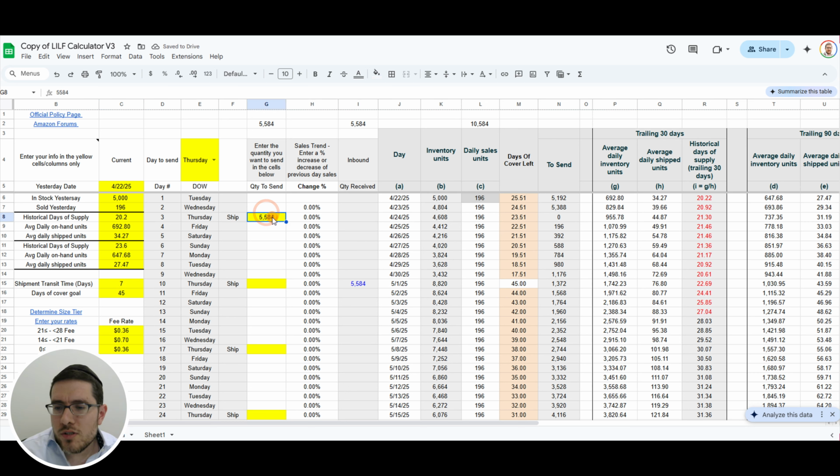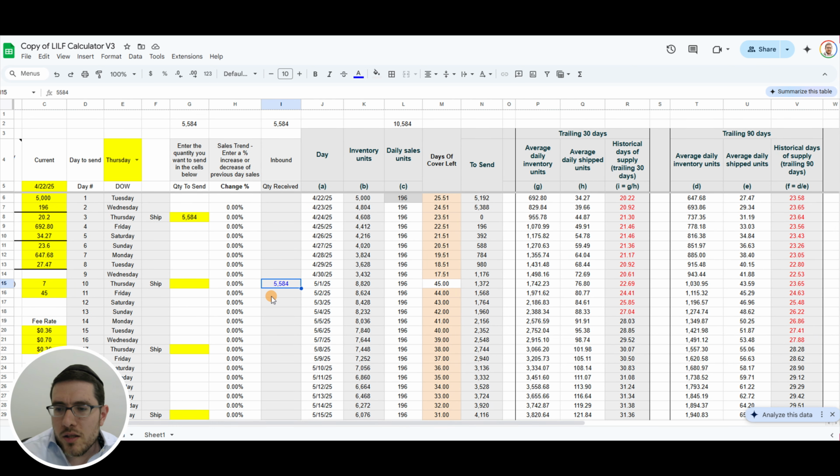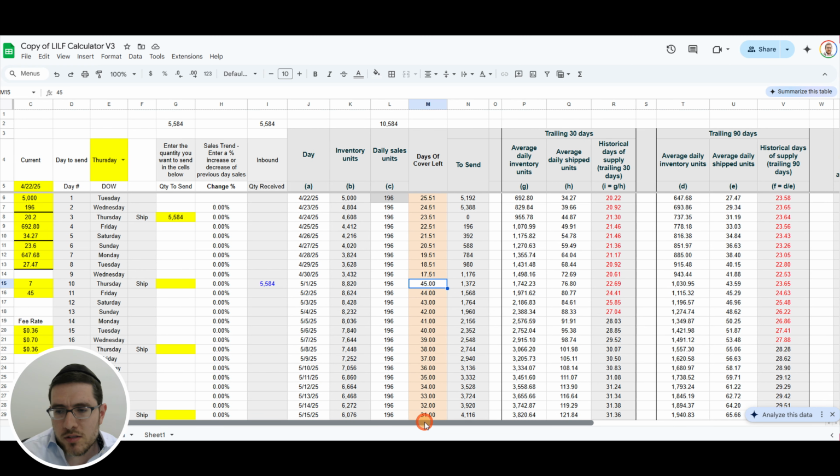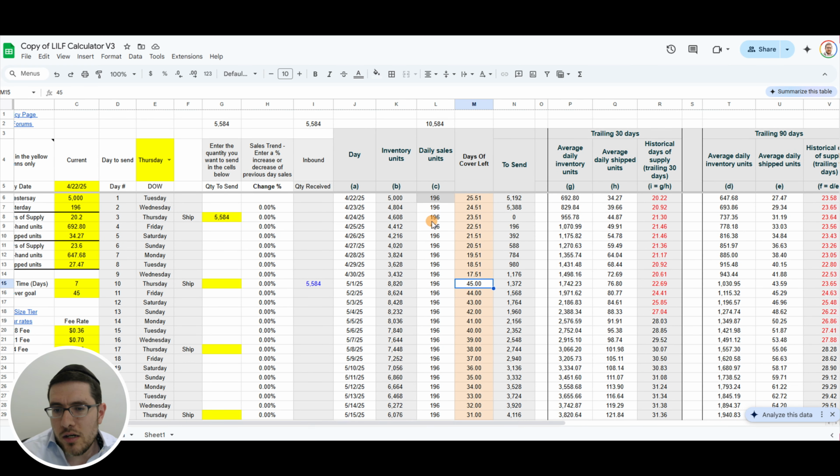So now by sending these units, the sheet will show you Amazon will receive them 7 days later, and then it will show you what will happen. On this date, once they receive them, you will have 45 days of cover. And obviously you will have 45 days of cover because that's how we calculated it. We looked at the calculation and that's why we got these units. So the day they'll receive them, you'll have 45 days of cover, assuming you're still selling 196 per day. I'll go over in a minute how to change that, because obviously some days you could sell more, you could sell less.